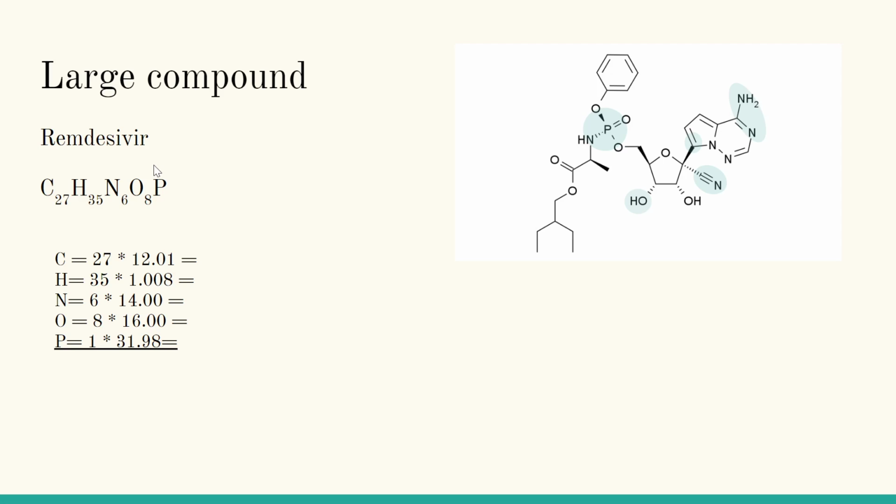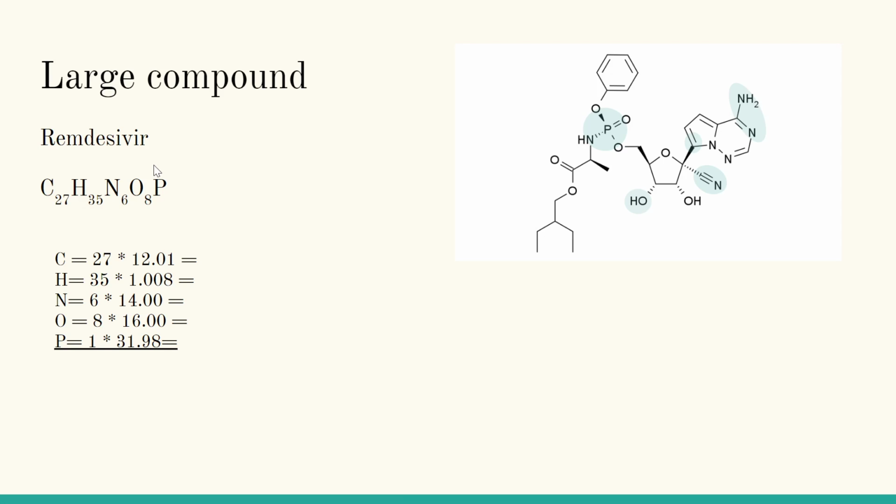Now, this is also going to be something that works with a larger compound. In this case, I have found the chemical formula for remdesivir, which is one of the chemical compounds that's been floated around to help treat COVID-19. And remdesivir has a chemical formula of C27H35N6O8 and a single phosphorus.